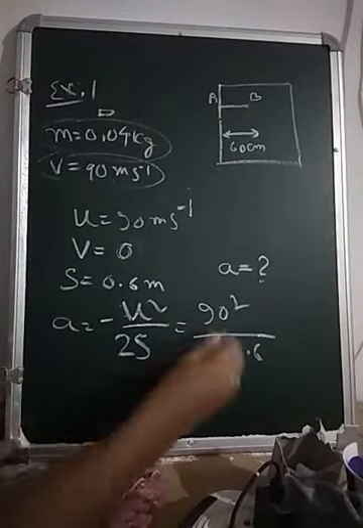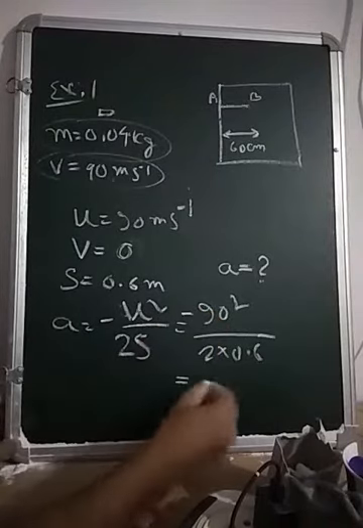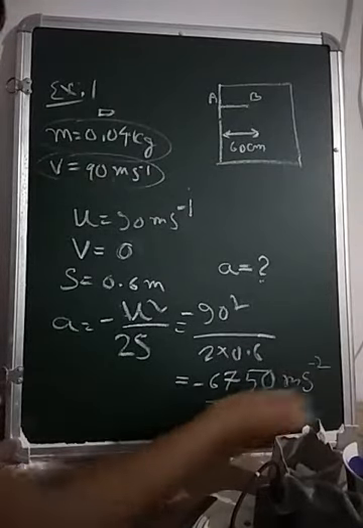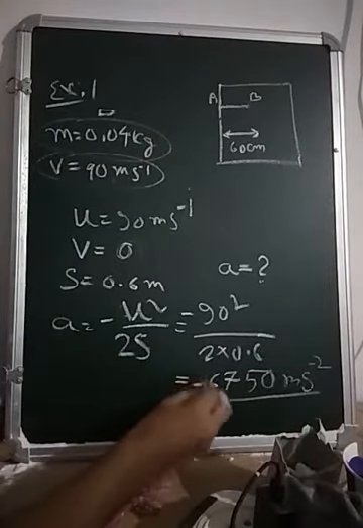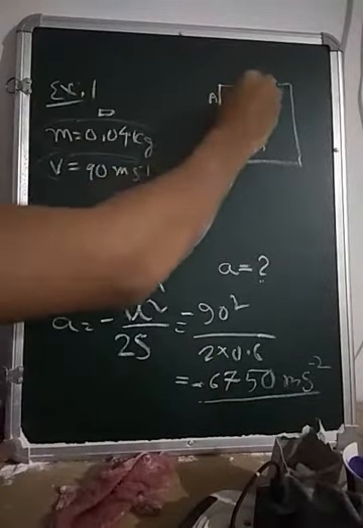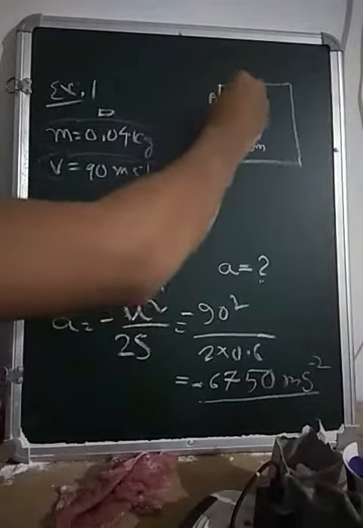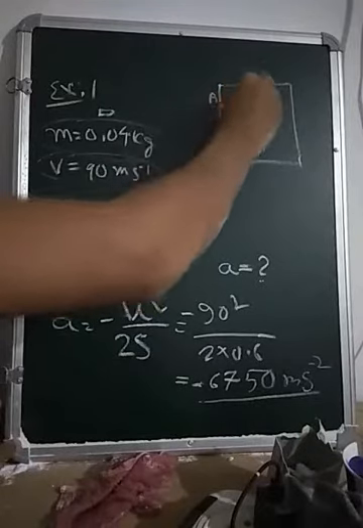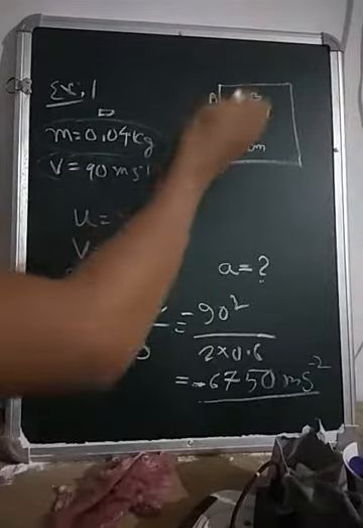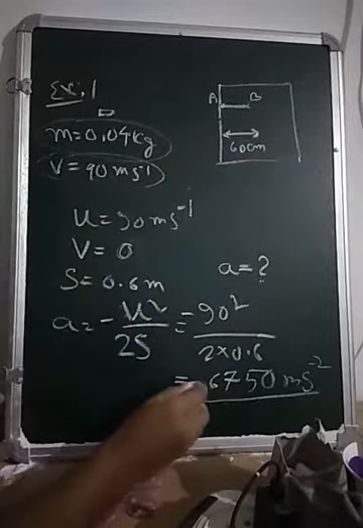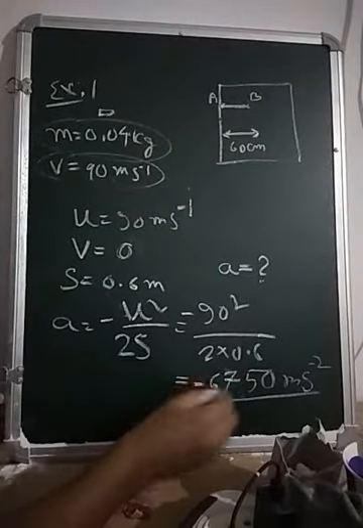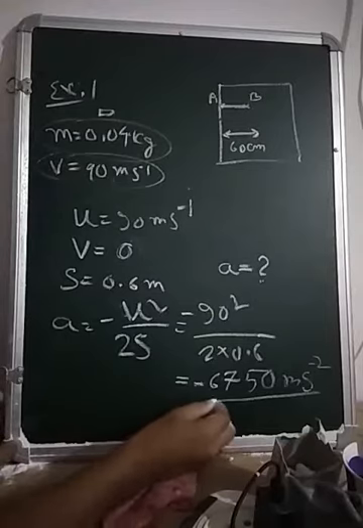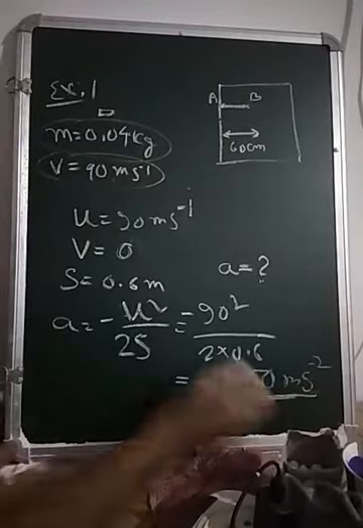If we calculate this, it will be minus 6750 meter per second square. This is the acceleration, or retardation. It is negative because the bullet gets stopped. The velocity of the bullet decreases from point A to point B, and after reaching point B the velocity becomes 0. So retardation or deceleration takes place during the pass. Acceleration is positive, and deceleration or retardation is denoted by a negative acceleration, so that is why the negative sign arises. This is the amount of retardation that takes place during this pass.